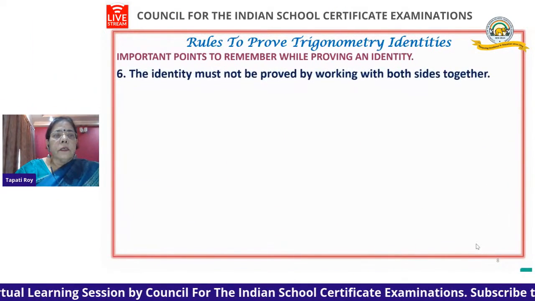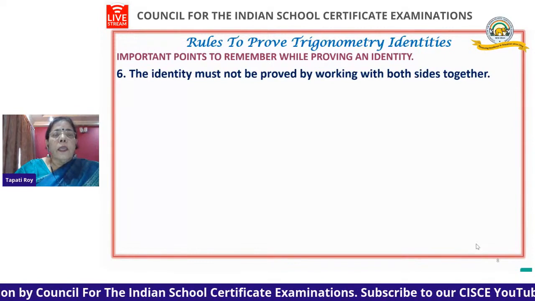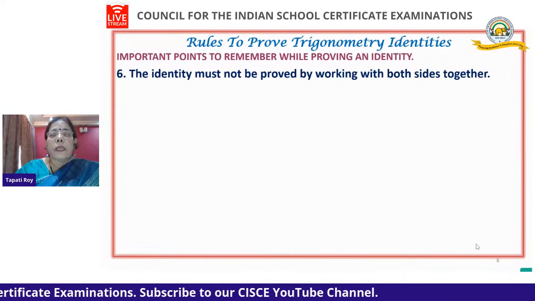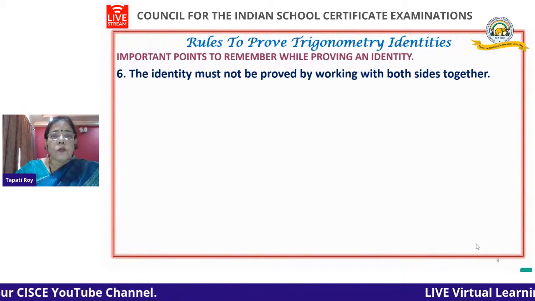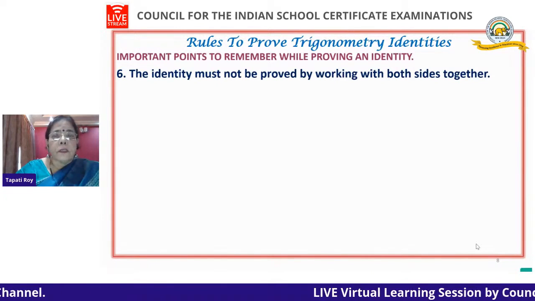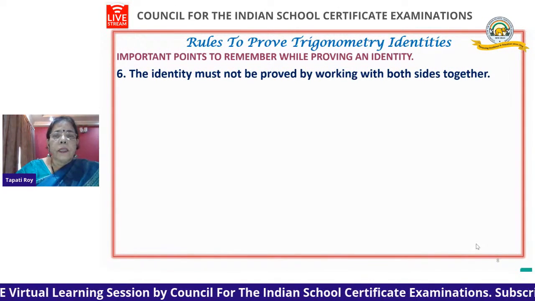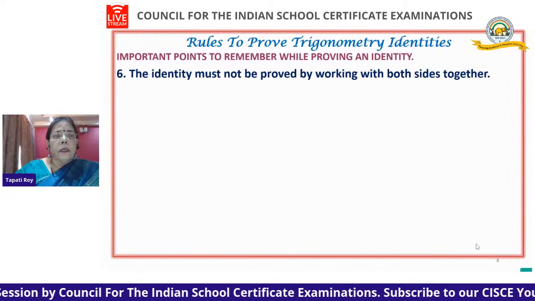Now, next is the 6th point. The identity must not be proved by working with both sides together. Do not write left hand side equal to this, equal to this. You are supposed to prove this is equal to that. So you don't go on working on both sides together. Please remember this. Start from one side and go on to the other side.